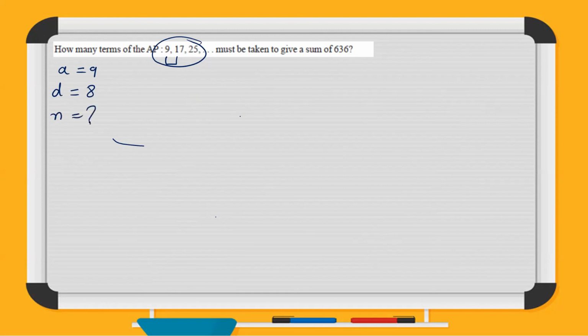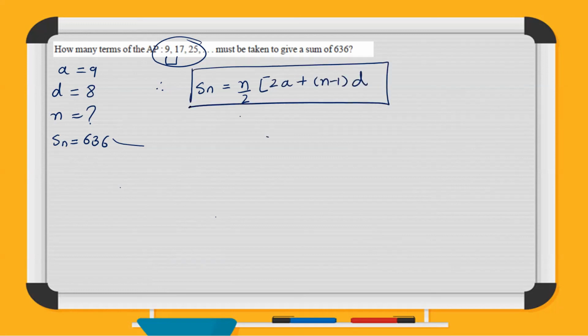N we don't know, but what do we know? We know Sn, that the sum of first n terms is 636. So let us again use the formula n by 2 in bracket 2a plus n minus 1 into d. Put it in a box, substitute the values. So instead of Sn, I will write 636 is equal to n upon 2, 2 into 9 plus n minus 1 into 8, bracket closed.